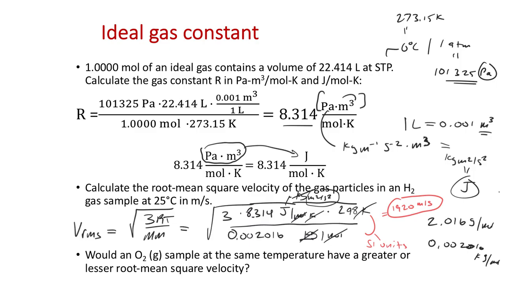Now, would you expect an O2 sample at the same temperature to have a higher or lower root mean square velocity than hydrogen? So if we're comparing the hydrogen velocity we just calculated to O2, O2 is heavier. It has to have a lower velocity. Now we could calculate it if we wanted to. I don't particularly want to, but if you're just plugging in a bigger number in the denominator, you're going to get a lower velocity.